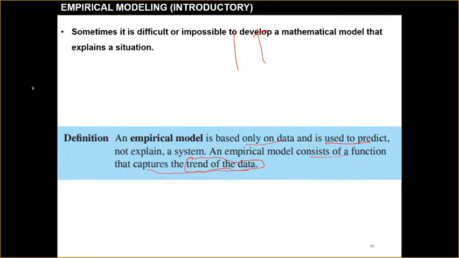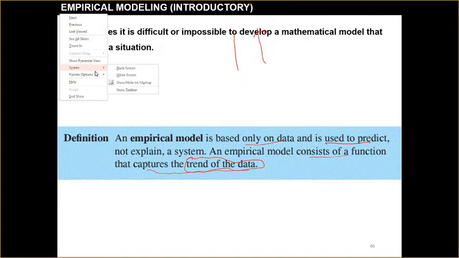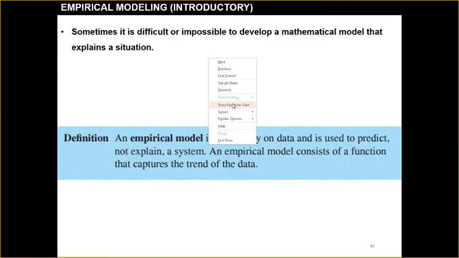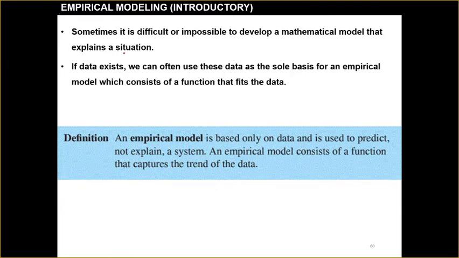Sometimes it is very difficult or impossible to develop the model, based on the situation. For that purpose, if the data exists, we can often use this data as the sole basis for an empirical model, which consists of a function that fits the data. We have a number of units of data, and the best fitted value, you can say, this may be the best fitted model of that system.